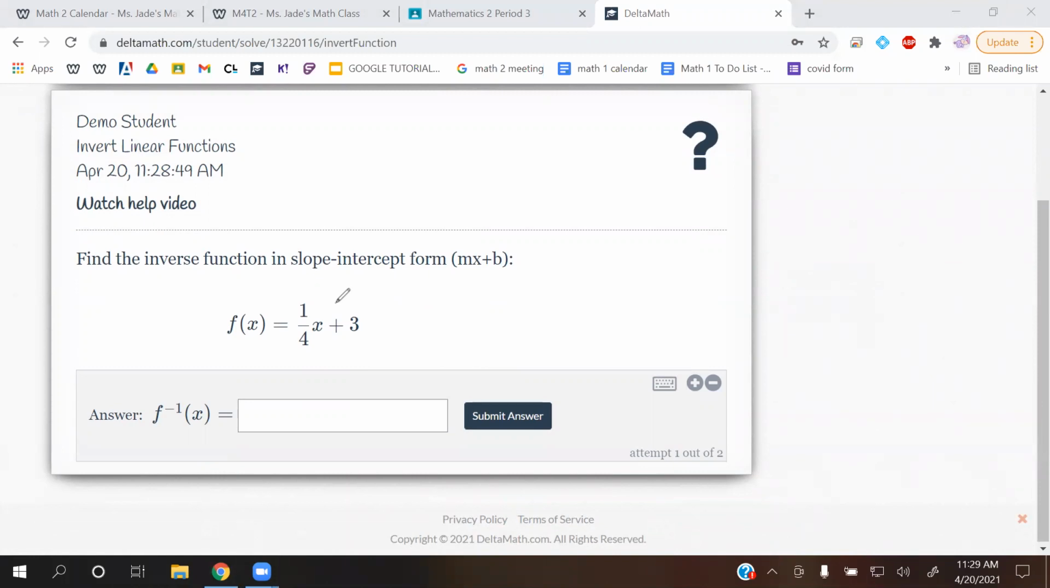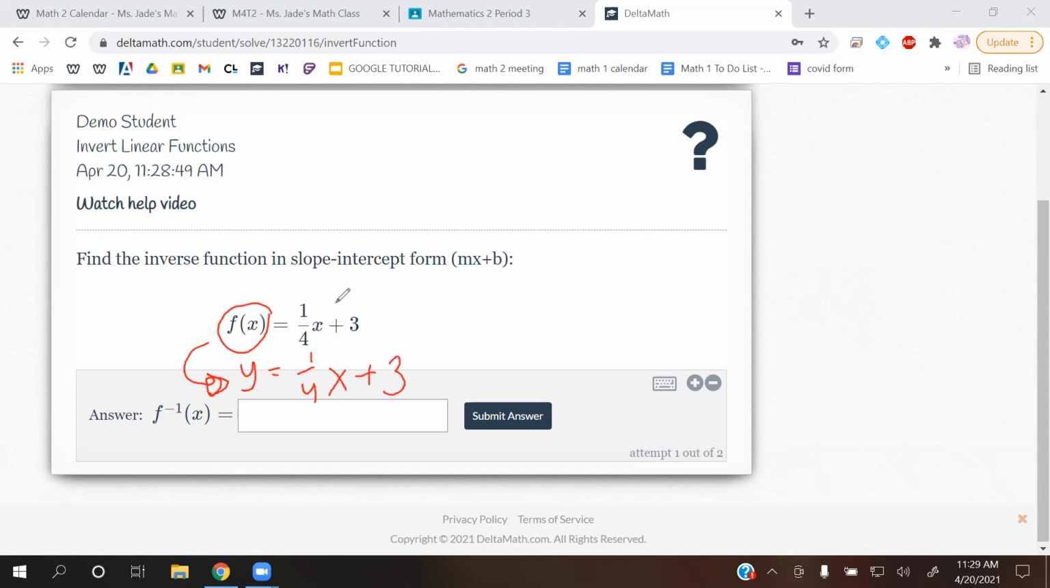The first step is to replace the f of x with y, because you know f of x is the same thing as y. So instead of f of x equals, we have y equals. So that's our first step. Just replace f of x with y. Nothing fancy yet.